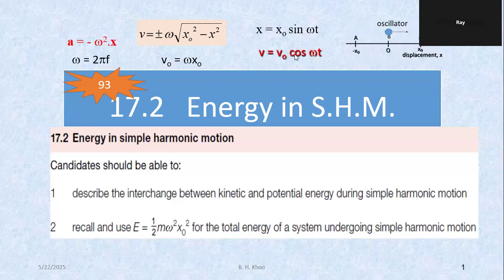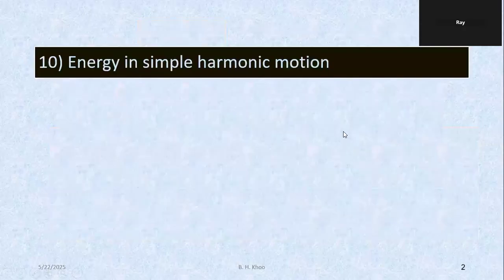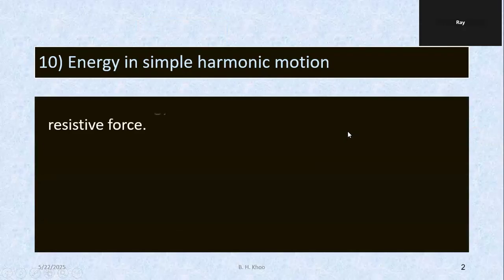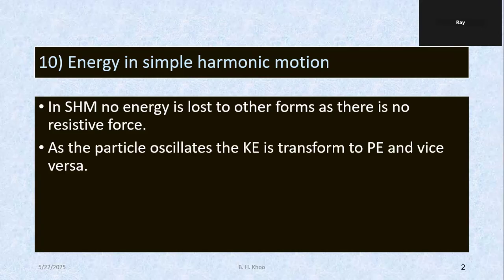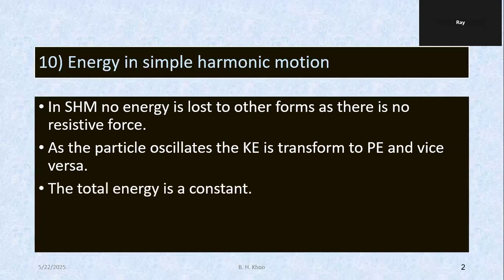Today we go to energy in SHM, simple harmonic motion. In SHM, no energy is lost to other forms as there is no resistive force. Remember, no resistive force, so no energy is lost at all. Total energy is constant. As the particle oscillates, the kinetic energy is transformed to potential energy and potential energy to kinetic energy. Total energy is kinetic energy plus potential energy.